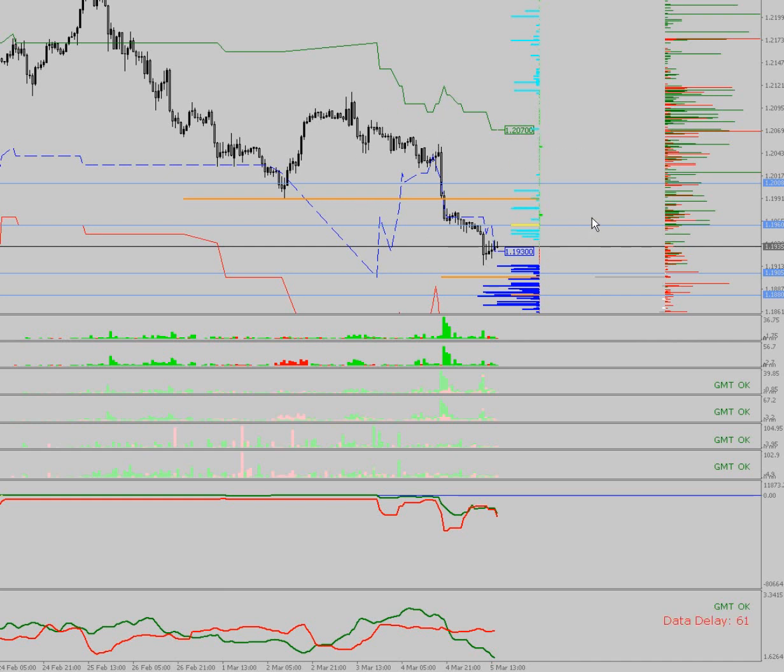So that's one possibility for advanced traders with low leverage. Limit short 1.19601, stop around 1.20085. Target 1, 1.19054. Target 2, 1.18802.